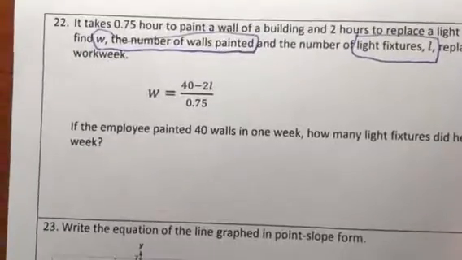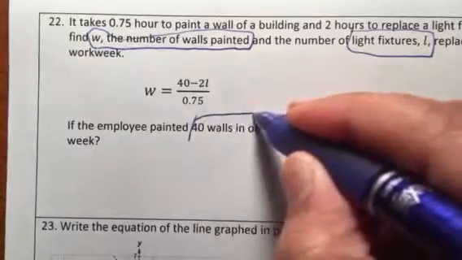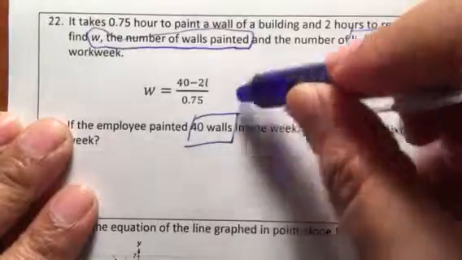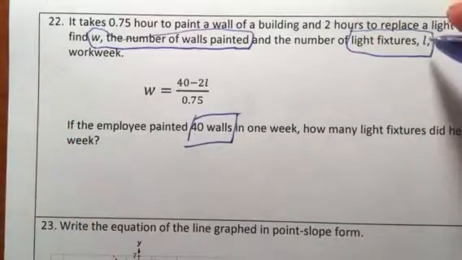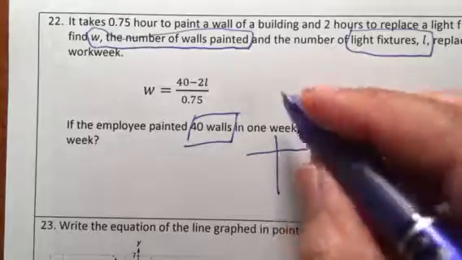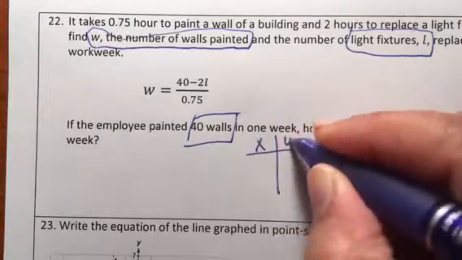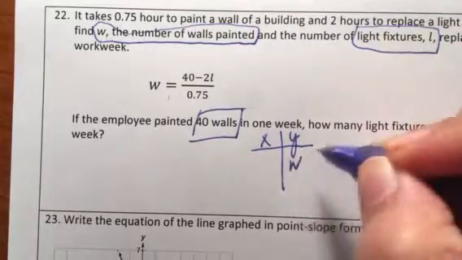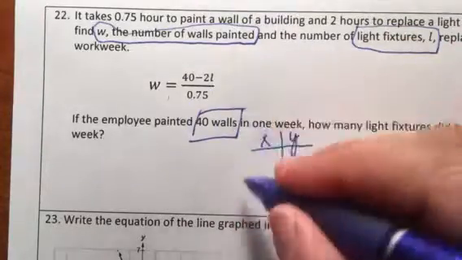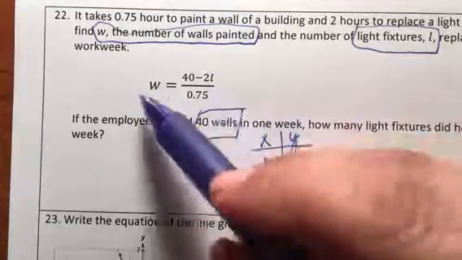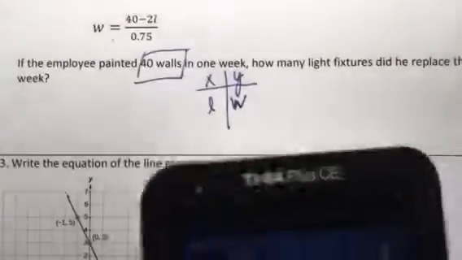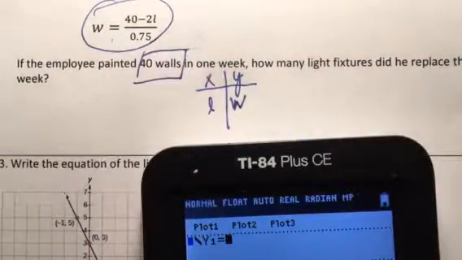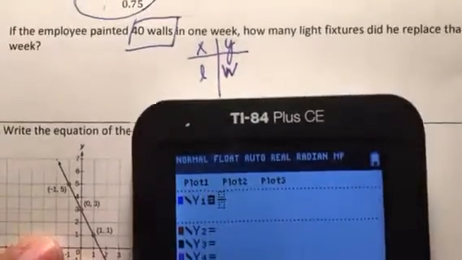So it's saying on this, if we're painting 40 walls, how many light fixtures will we have? So I kind of want you to think of this as an X and a Y. In this case, the W, I hope you would realize, is the Y, and the L is the X, because that's the place that they're in. So I'm going to put this formula in Y equals. I'm going to type alpha Y equals enter.